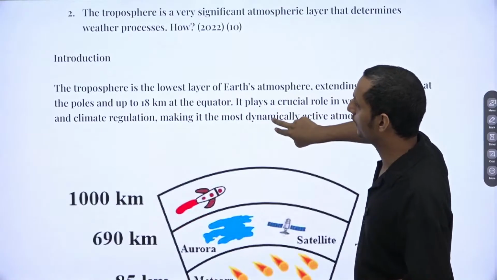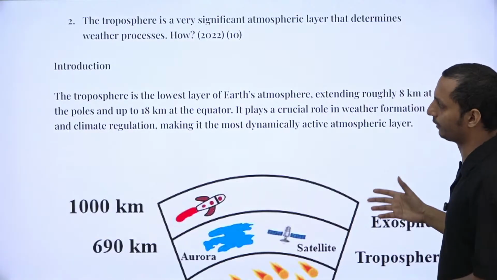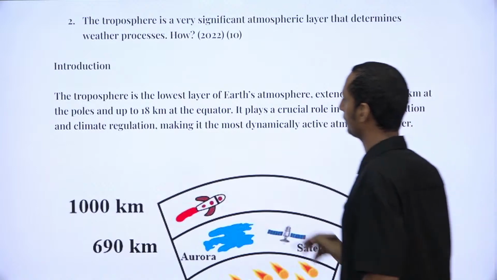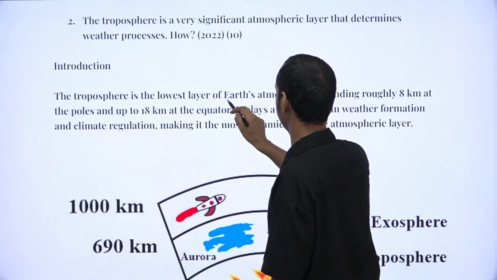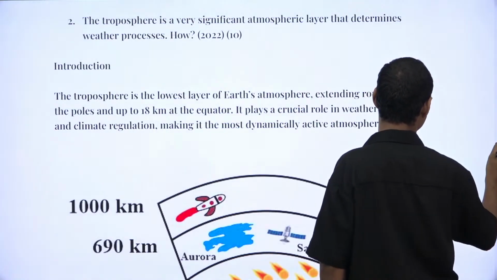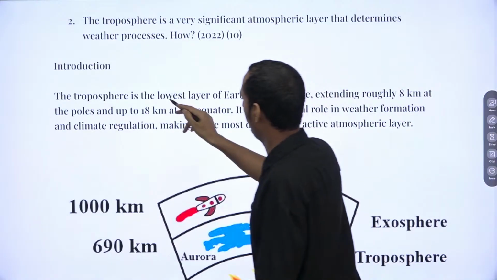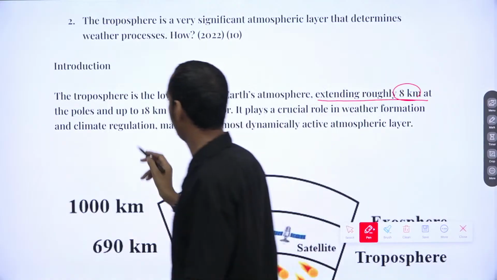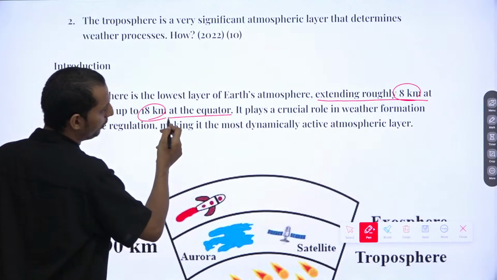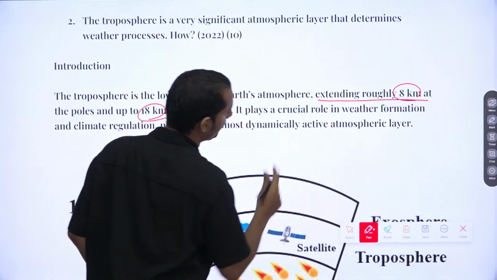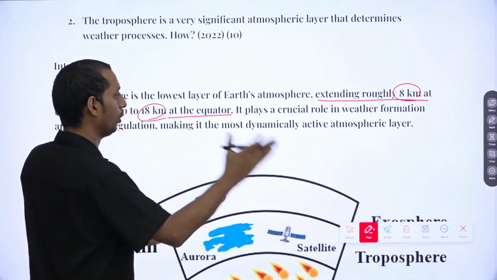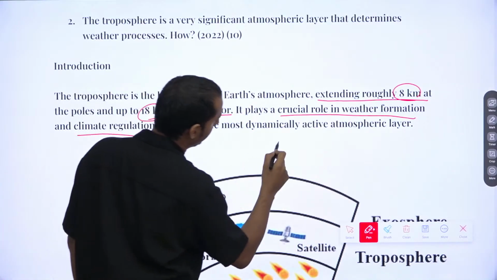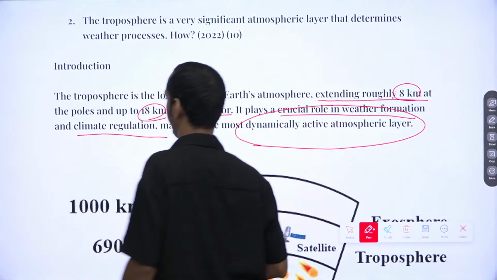Now for the second question: troposphere is a very significant atmospheric layer that determines. So first of all, mention troposphere. Troposphere is the lowest layer of the Earth's atmosphere, extending from 8 km at the poles up to 15 or 18 km at the equator. Then mention its crucial role, because you need to provide a transition to the role played in weather formation. It plays a crucial role in weather formation and climate regulation, making it the most dynamic atmospheric layer.